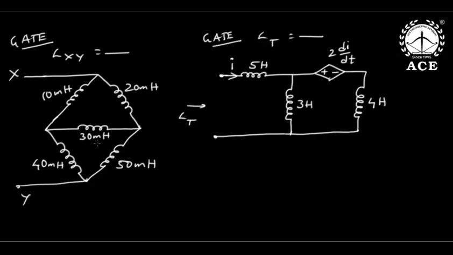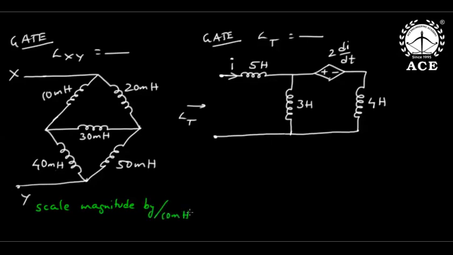This is an unbalanced bridge. Everybody look here. This is an unbalanced bridge where the product of opposite arms are not equal. So I will definitely convert one of the delta into star. But this is 10 milli, 20 milli, 30, 40, 50. First scale it by magnitude scaling. Scale magnitude, by dividing by 10 millihenry.